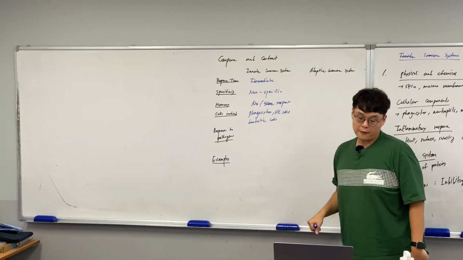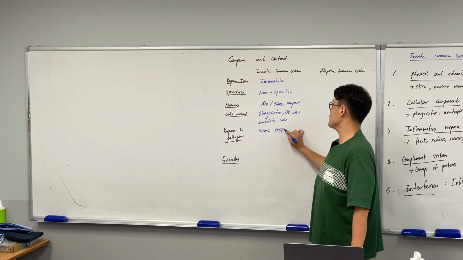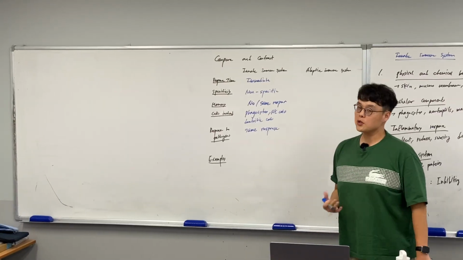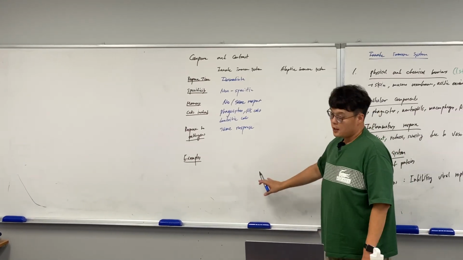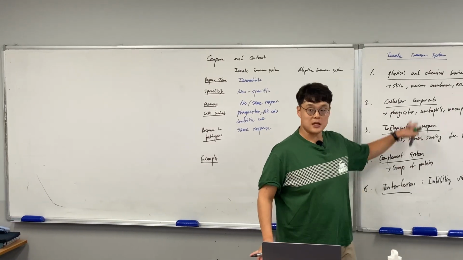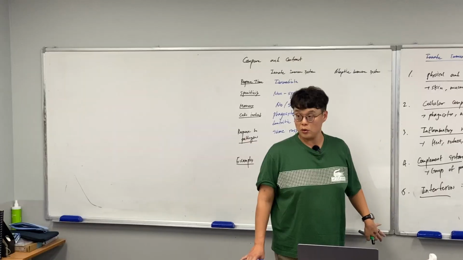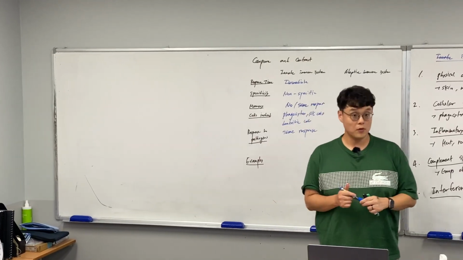Now, response to pathogens, there is basically the same response every single time. There's no special phagocytosis, and no special dendritic cell will be formed. These are examples of the innate immune system. Every single component here is the innate immune system. All good?